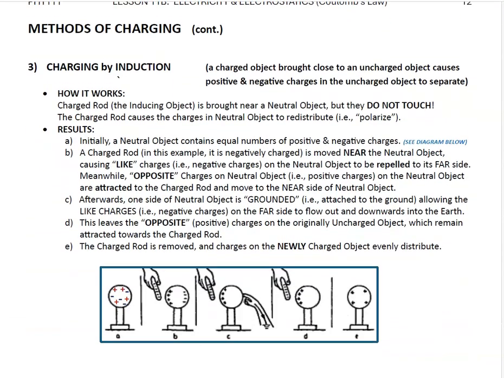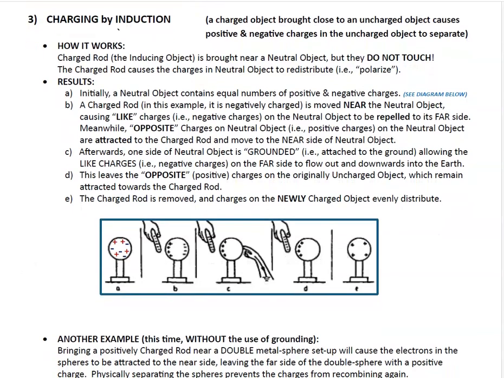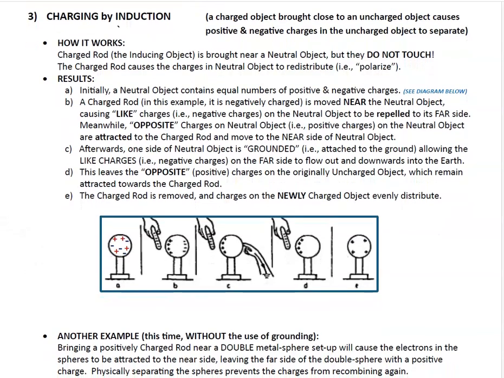So the third method of charging is called charging by induction. Now, we just did charging by conduction, where conducting materials are brought in contact with one another, allowing electrons to flow through the materials from one to the other. In charging by induction, there is no contact between the charged object and the uncharged object.